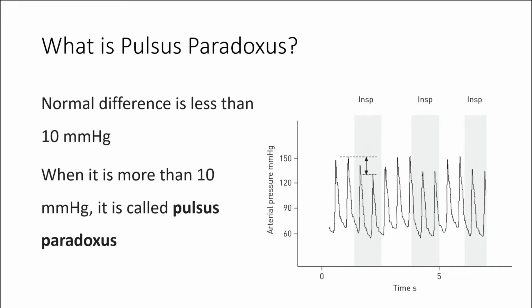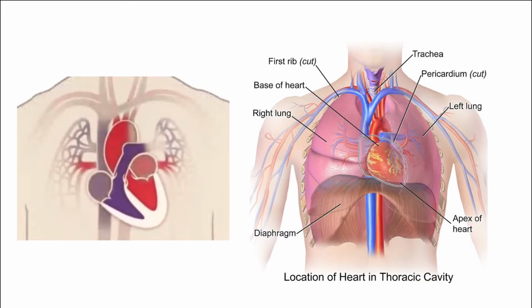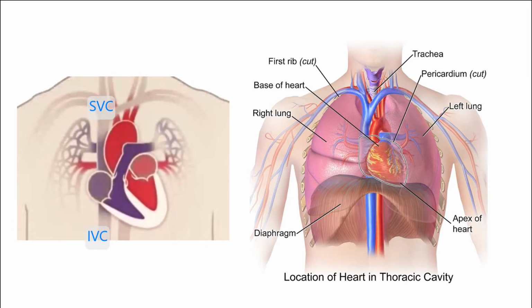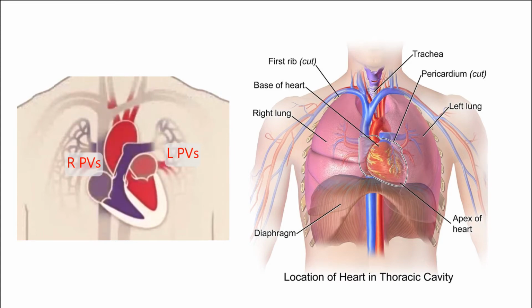So what is the actual reason for this difference during inspiration and expiration? What is the reason for this fluctuation of blood pressure? We will analyze it in detail. The function of a normal heart is to pump blood into systemic and pulmonary circulations. To pump blood, the heart has to receive blood. Right atrium receives blood from superior and inferior vena cava and left atrium receives blood from pulmonary veins.